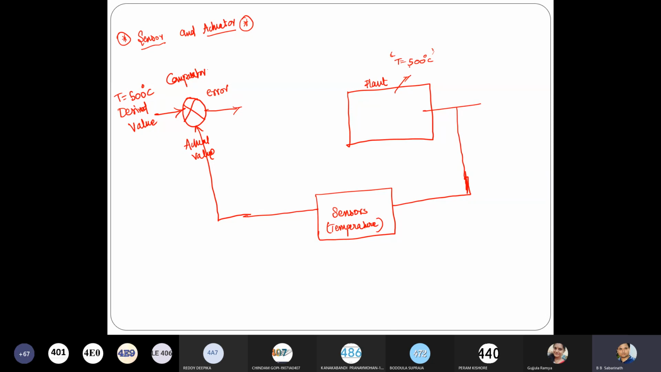Suppose the temperature we have started with initially, we try to boil. The temperature will definitely be less than 500 degrees centigrade. So it is reaching 500 degrees centigrade, right or not? If it is not 500 degrees centigrade, if it is less than 500 degrees centigrade, we will get an error. In such a scenario, what do we need to do? We need to turn on the heater.